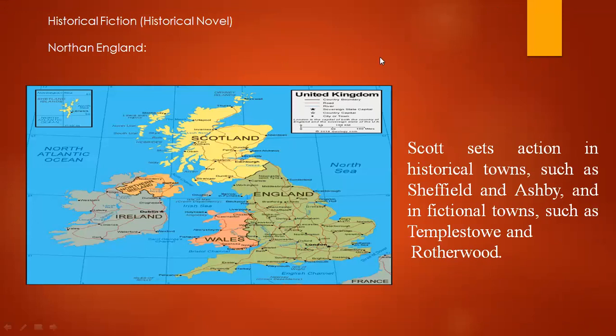Historical fiction, historical novel. Here is a map of northern England where the action of this novel takes place. Scott sets this action in historical towns such as Sheffield and Ashby, and in fictional towns such as Templestowe and Rotherwood. There are some fictional towns also, apart from the historical places in northern England. And today they are east of Manchester in England.